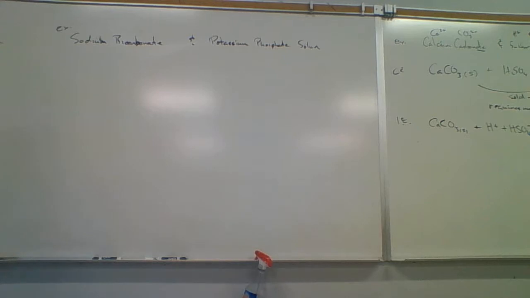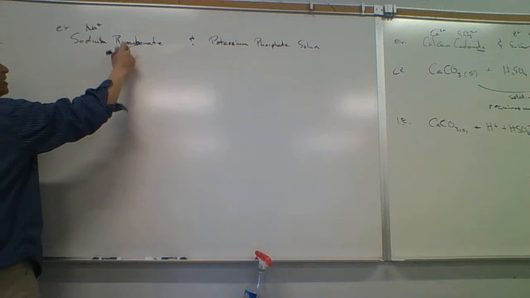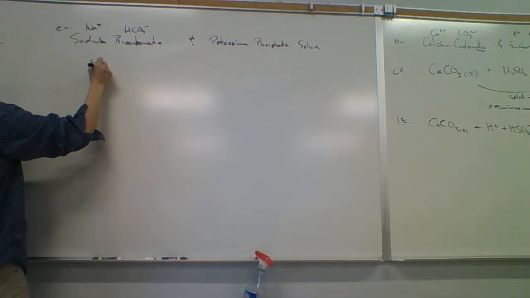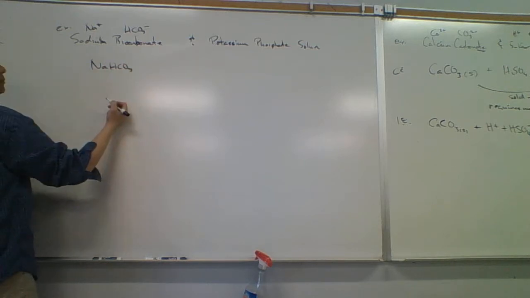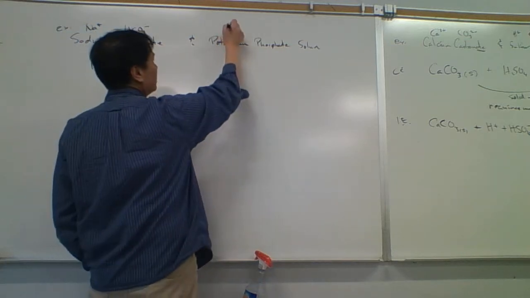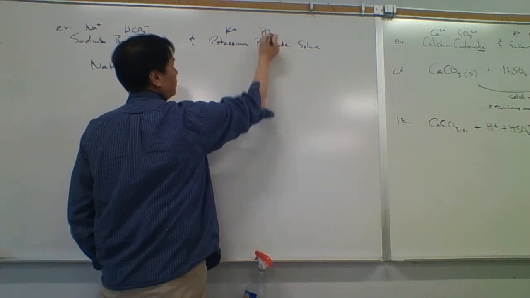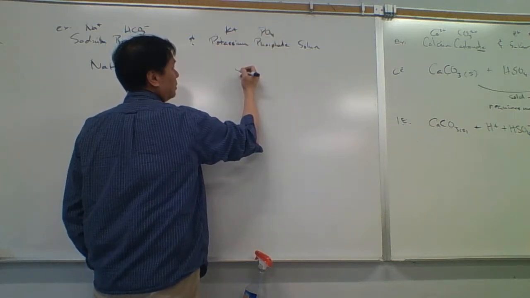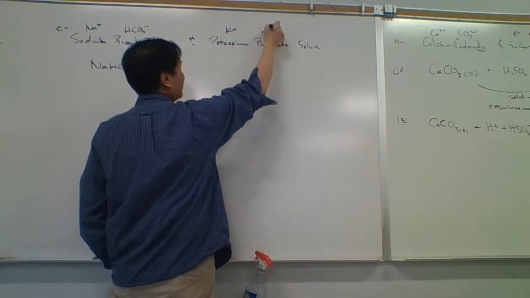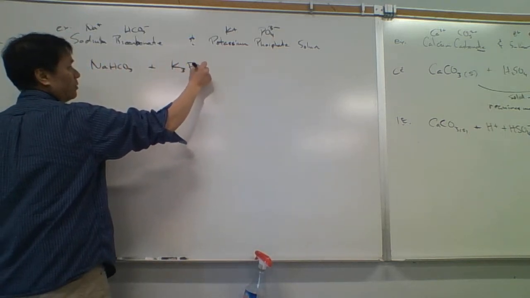So, what's the sodium ion? Okay, Na plus. Bicarbonate is HCO3. What's the charge? Minus. So it's a 1-to-1. So NaHCO3 works. Plus potassium phosphate. Potassium is K plus. Phosphate is what? PO4, right? PO4, 3 minus. So we'll need 3 potassiums, K3PO4, and that should do it.